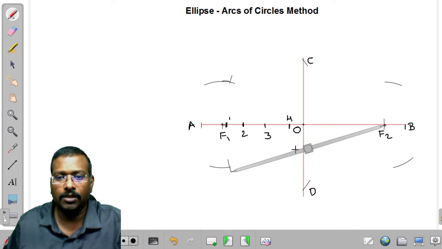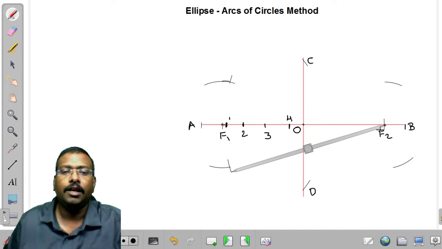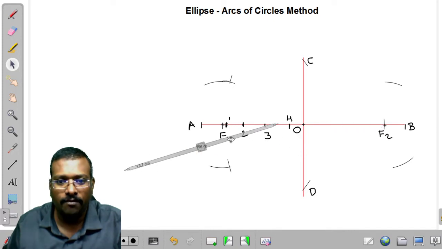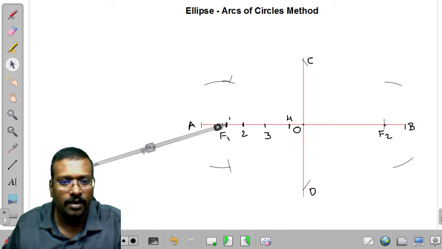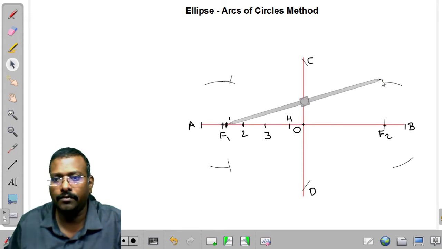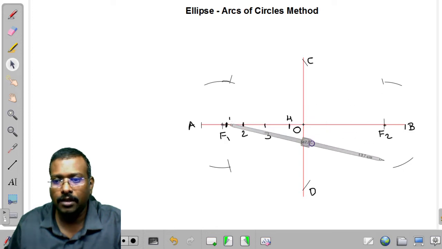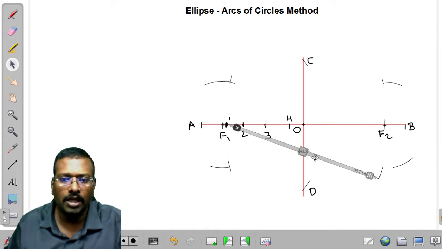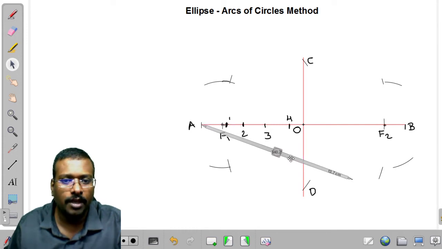Similarly, with F2 as center, B2 as radius, we draw the arc. Similarly, with F1 as center, with the same radius, we have to draw the arcs. You should draw the arcs here as well as here. But unfortunately it is not touching. Even you will face the same problem, because we are not aware where exactly we are going to get these. So that's why I will again go ahead with A2.